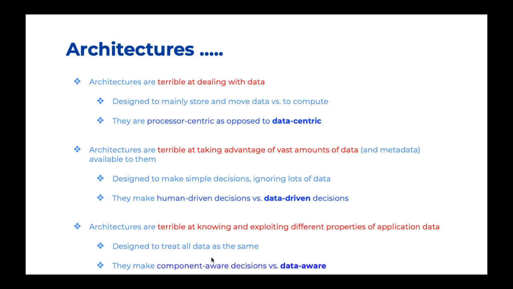So the problem is that they are human-driven decisions, not data-driven decisions. We have designed this architecture, and in other words, it's dumb. It cannot improve itself. It cannot go beyond the decisions that the engineer designed it for. So we should create data-driven decisions. And also they are terrible at knowing and exploiting different properties of the application data. We have different data, so to improve our architecture we need to characterize our data and create an architecture which is data aware.